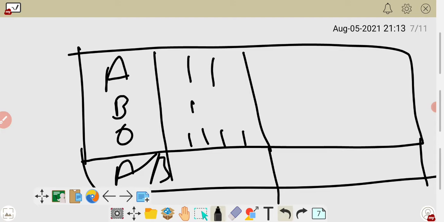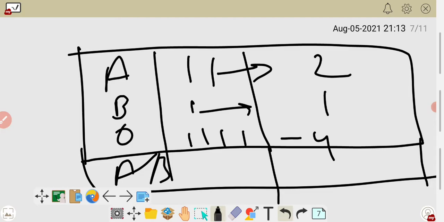In the last you have to write the number. If it is 2, then write 2 here. If it is 1, then write 1 here. If it is 4, then write 4 here. Like that you have to make it.